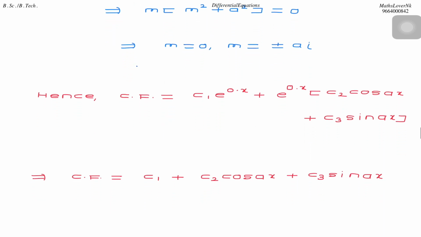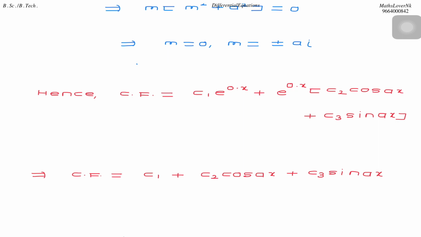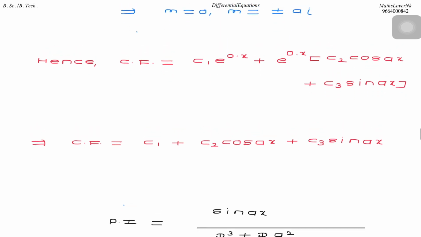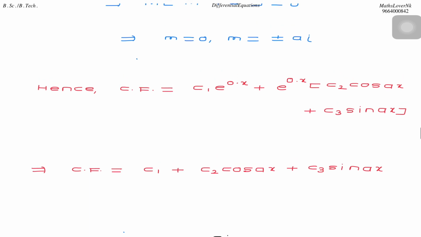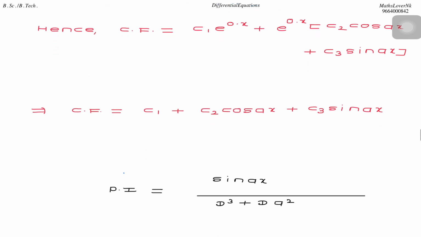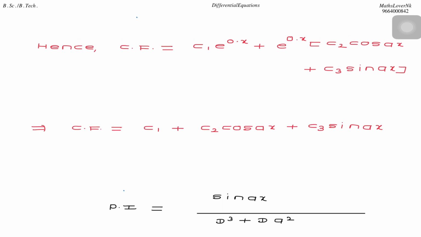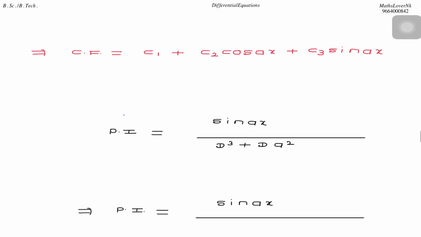We know that when the roots are real, CF = c1 e^(ax) + c2 e^(bx) + c3 e^(cx), and so on. And when the roots are conjugate and imaginary, then e^(αx)(c1 cos βx + c2 sin βx). So CF = c1 e^(0x) + e^(0x)(c2 cos x + c3 sin x). When we solve, we get c1, because e^0 is always 1, + c2 cos ax + c3 sin ax. Now find out the PI.